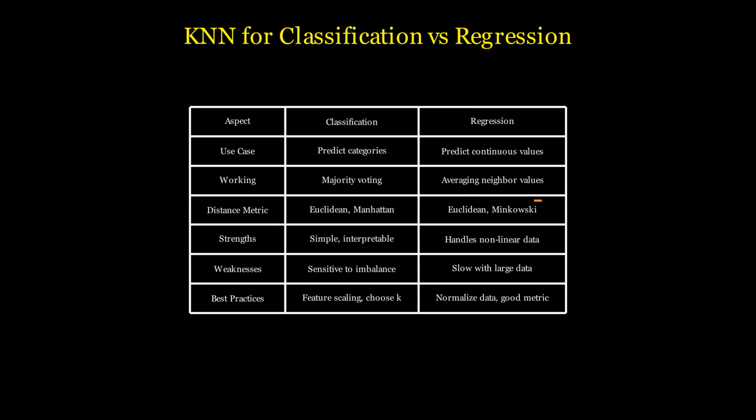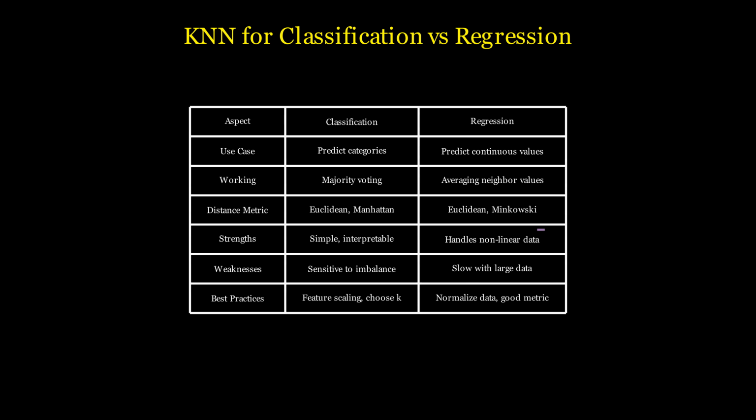Now, let's discuss distance metrics. KNN heavily relies on distance calculations, and choosing the right metric is crucial. Common metrics include Euclidean distance, which works well for general cases, Manhattan distance for grid-like data, and Minkowski distance for a generalized approach.